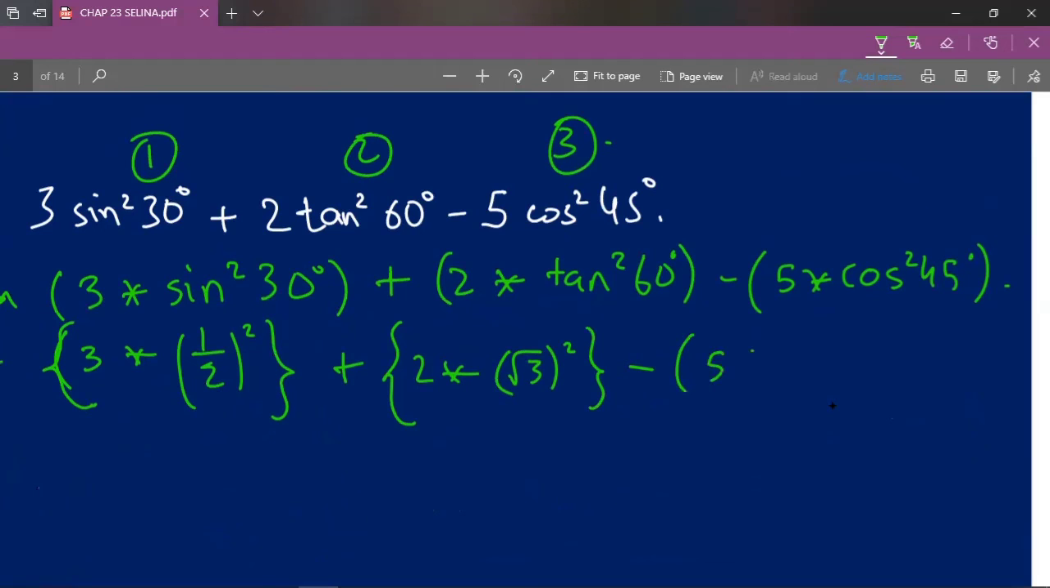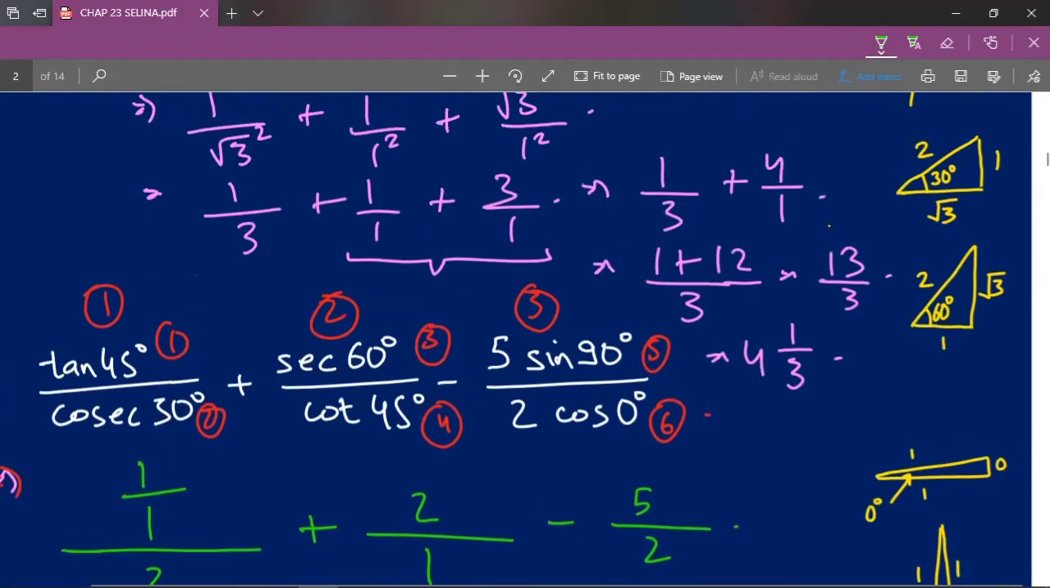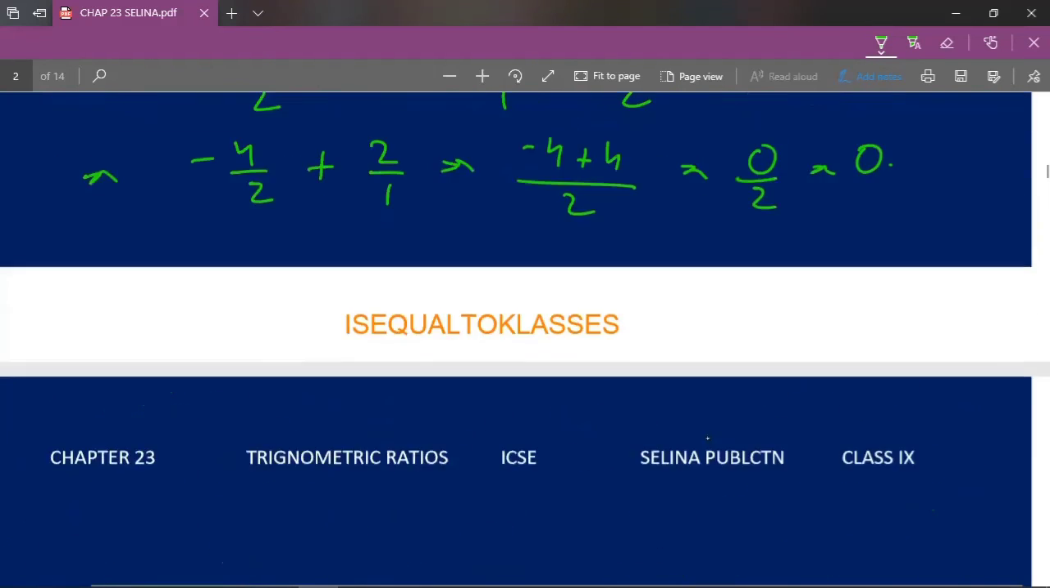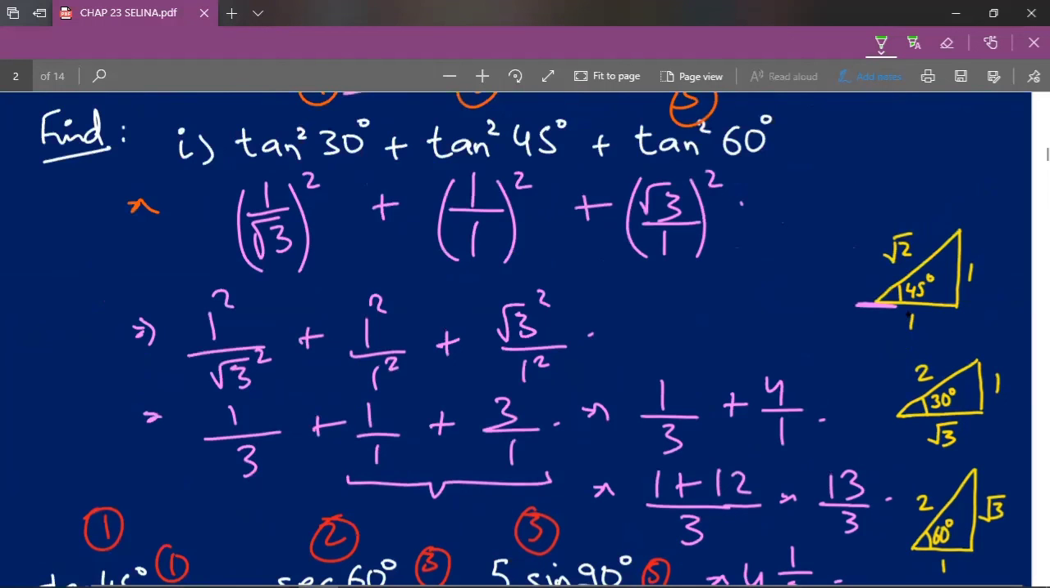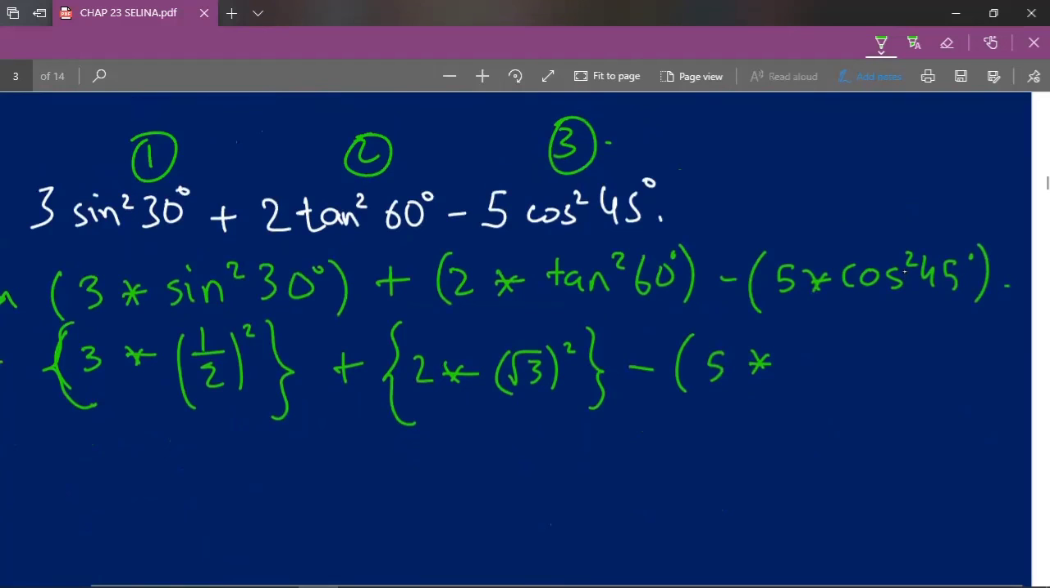There 5, we leave 5 as it is. Cos square 45, it means that find cos 45 first. Now for 45 degree, there is a special triangle, magic triangle assigned to us, which is this triangle. So our cos 45 degree will be equal to base upon hypotenuse, that is 1 upon root 2. So therefore 1 upon root 2 whole square will be our cos square 45. So curly braces, and then we start to solve this question.